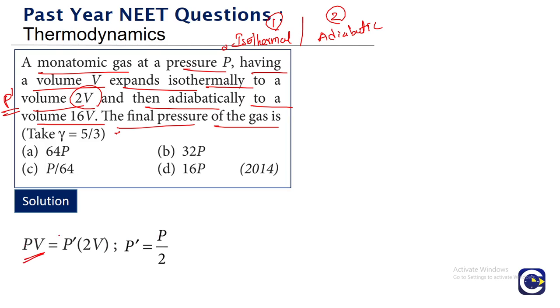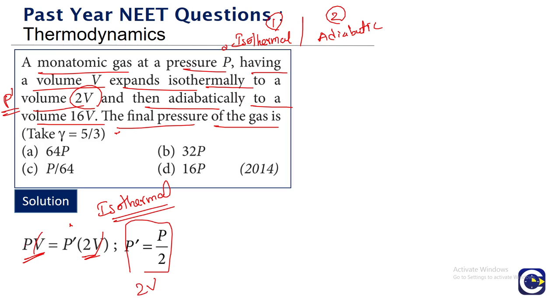So look at it. Initial pressure into volume, P into V is equal to final pressure, which we are calling P dash. This is the isothermal step. So P dash into what is the volume? Once we are expanding isothermally, the volume is 2V, right? So from here we can see V is cancelled, and P dash will be equal to P by 2. So at the end of the isothermal, the pressure is P dash, and what is the volume?